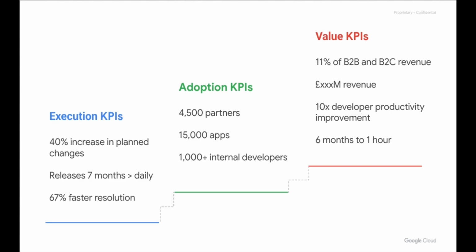And then to make that real, what we might see fitting into this is execution KPIs showing the cadence of our releases, resolution time, adoption KPIs that show the footprint we've got across our partner and application and developer landscape, and then value KPIs showing the percentage of our business that is now generated from our API channels, the productivity improvements that we're seeing, the differential in terms of time it's taking for people to onboard onto our APIs.